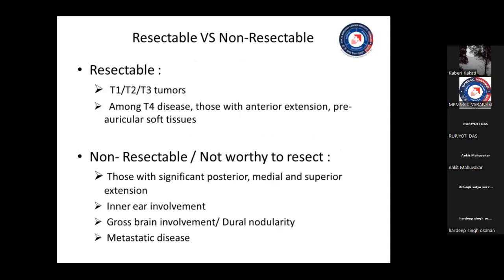So coming to resectable versus non-resectable, because it is also quite important to know when not to operate in order to reduce the morbidity. Resectable tumors are usually T1, T2, T3 tumors, and among the T4 tumors, if it is T4 because of the anterior extension to maybe the temporomandibular joint, the parotid, or the preauricular skin, then it is quite resectable. Non-resectable or not worthy to resect tumors will be those with significant posterior, medial, or superior extension with inner ear involvement, gross brain involvement, dural nodularity, or metastatic disease.